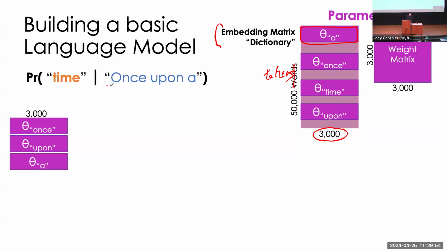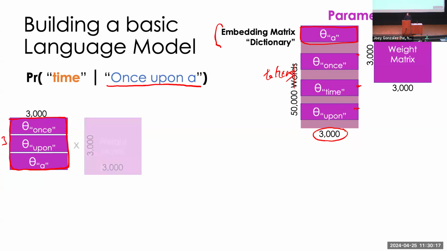And when I see a context that says once upon a, the first thing I'm going to do is look up the vectors for once. That's this vector in some row here. And then upon, a, time, I grab those vectors. And I make this little matrix that is 3,000 by 3. I just looked up these magic vectors. Don't worry about how they come to be. We'll figure that out later.